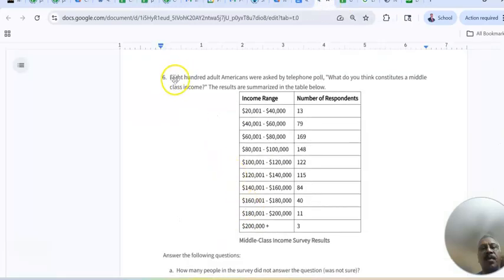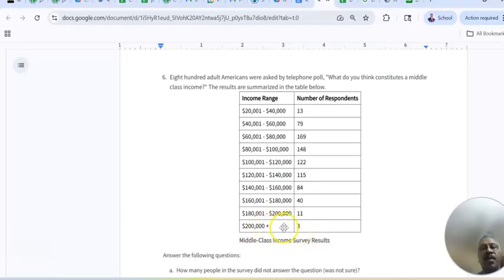problem number 6 says 800 adult Americans were asked by telephone poll, what do you think constitutes the middle class income. The results are being given. And clearly you see, from 800 phone calls we made at random, 13 of the respondents who picked up the phones responded that they think 20 to 40,000 is the middle income. And likewise, only a few, three of them, said above 200 is middle income.